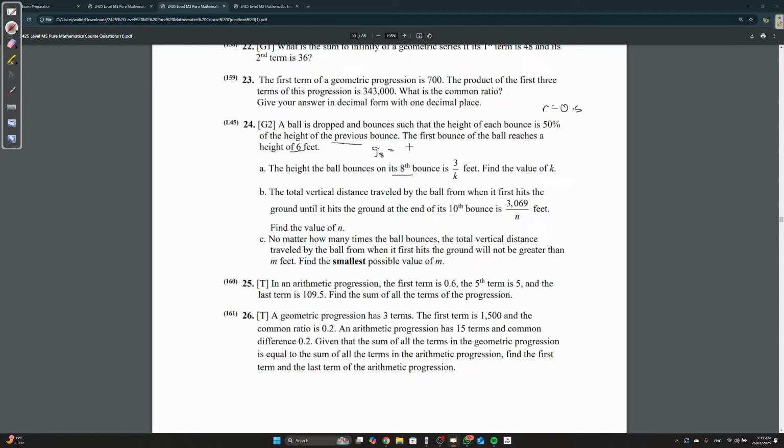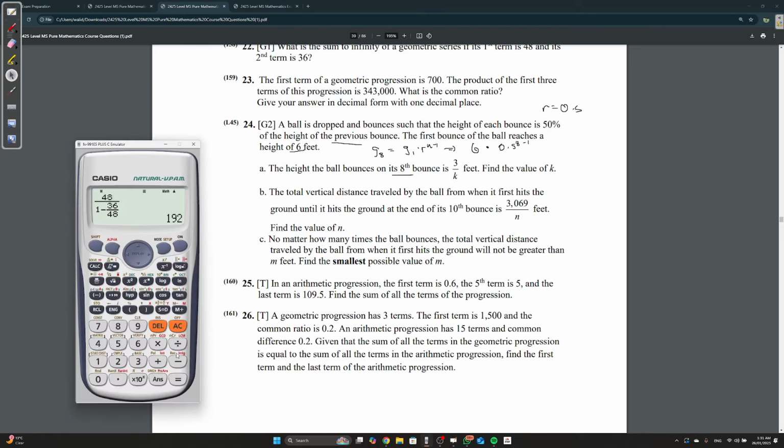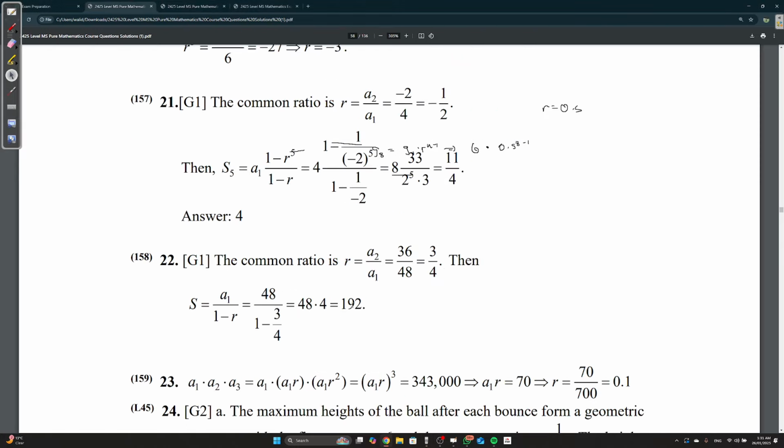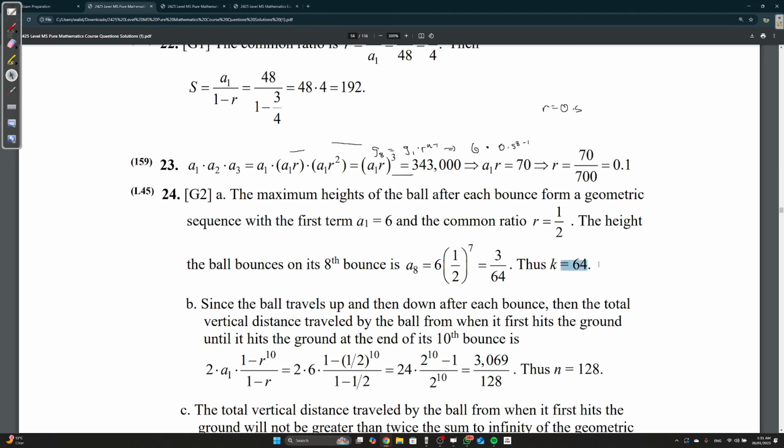So we want g8. g8 is equal to g1 times r to the power of n minus 1. So g1 is 6, r is 0.5, to the power of n minus 1, so 8 minus 1. So you can do 6 times 0.5 to the power of 7. You're going to get 3 over k. k is 64, right? 64.